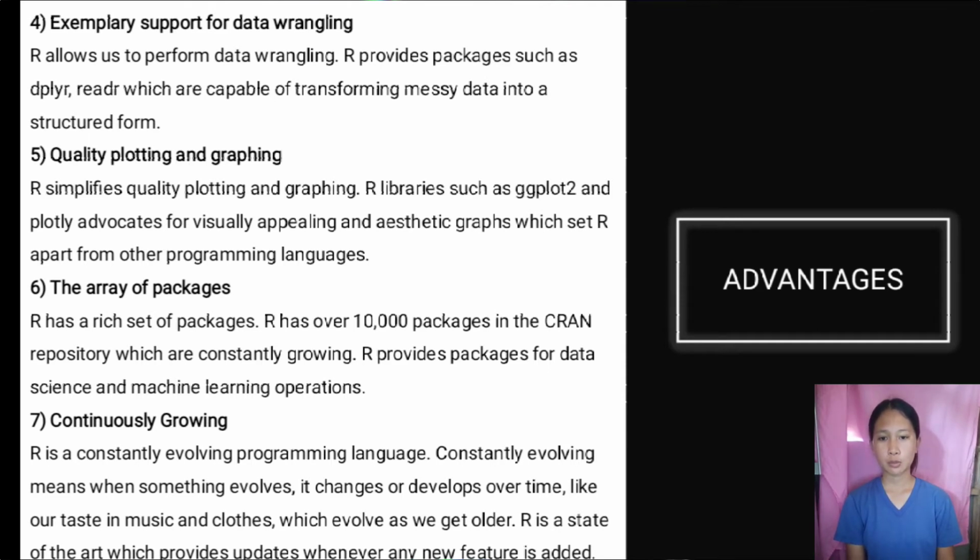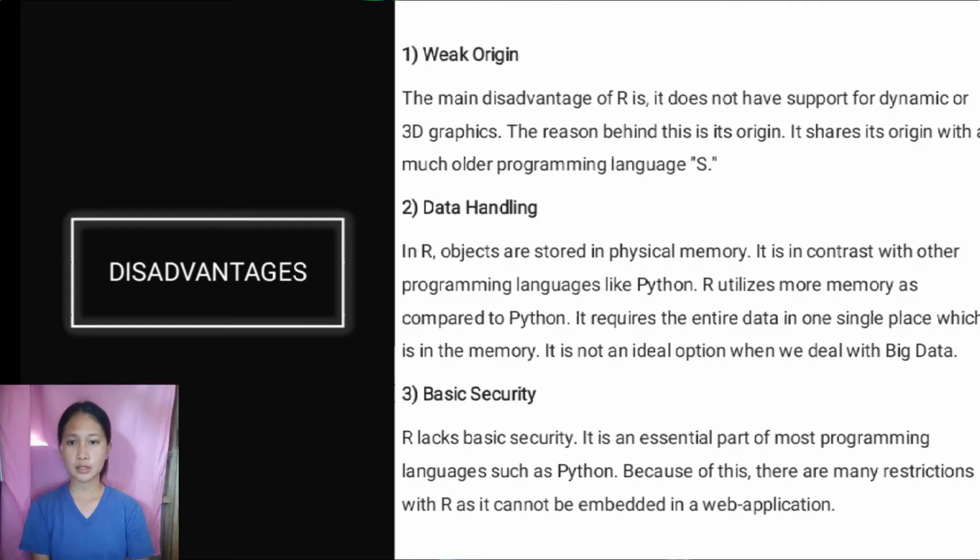R has an open source library which is supported by its growing number of users. The R environment is continuously growing. This growth is due to its large user base. Next one is the cons, or the disadvantages. In R, algorithms are spread across different packages. Programmers who have no prior knowledge of packages may find it difficult to implement algorithms.